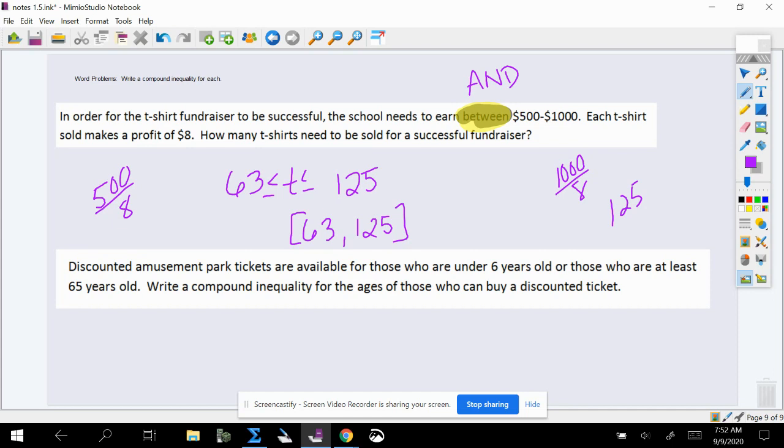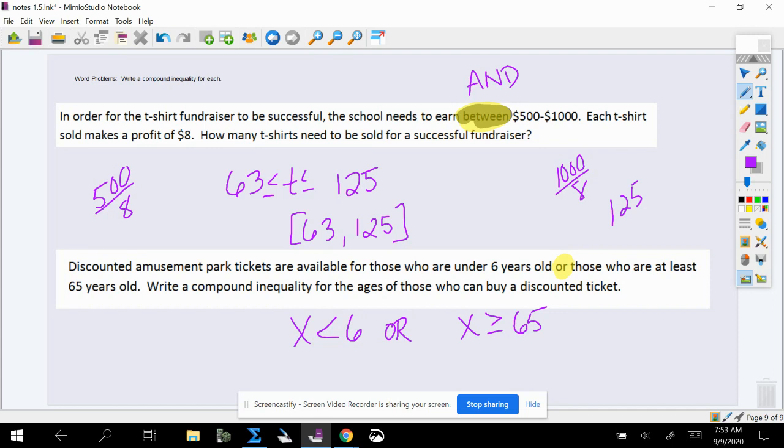For the next one, now we're looking at selling amusement park tickets, and we have different people that get discounts. You either get a discount if you're under 6, or, again, that word or showing up, at least 65 years old. So the way we're going to write that, my age, and you can use X or whatever letter you want, is either under 6, so under 6 would be less than 6, doesn't include 6, or at least 65, and at least means greater than or equal to. That means you could be 65 or any amount older. So there are my ages of those who can buy a discounted ticket.